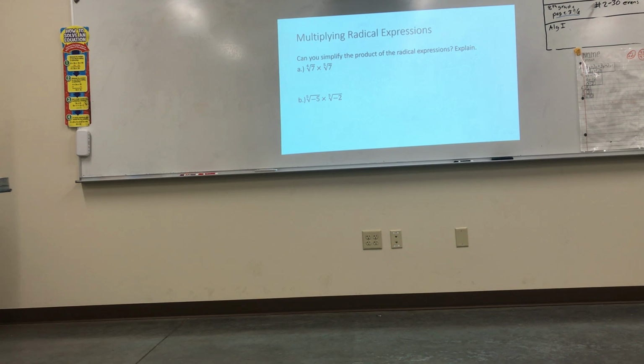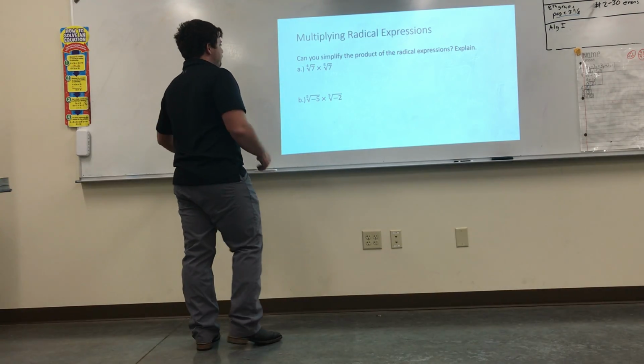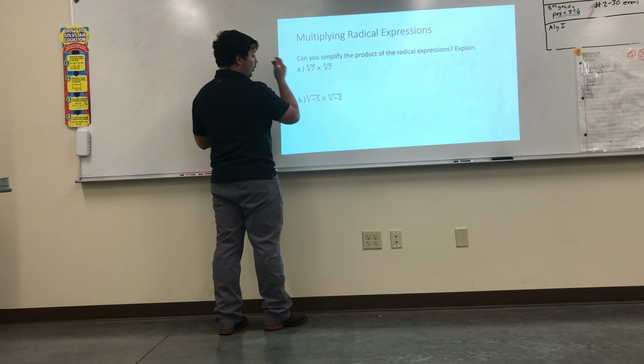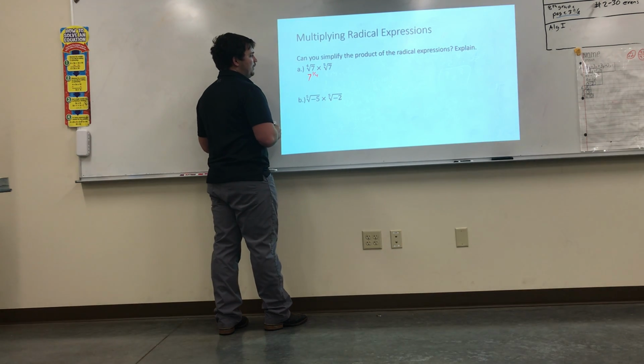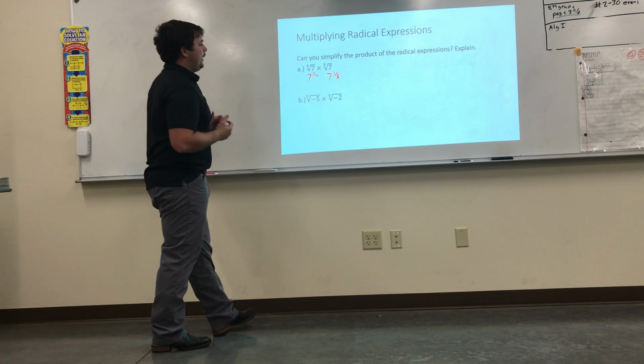Alright, so can you simplify the product of the radical expression? Explain why if you can. In this one, we should write this as a fraction. What that 4 stands for is 7 to the 1/4. That's how you'd write that as an exponent. Now this one would be 7 to the 1/5. Okay, our bases are the same.